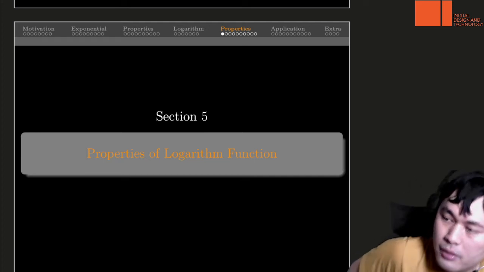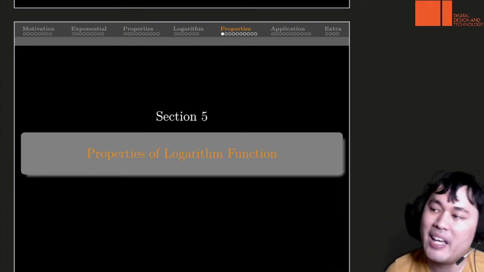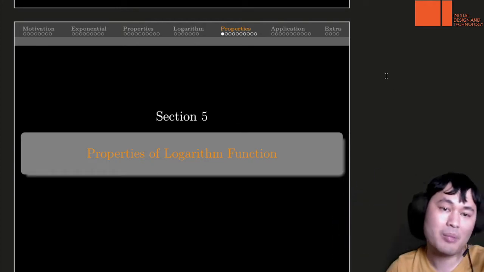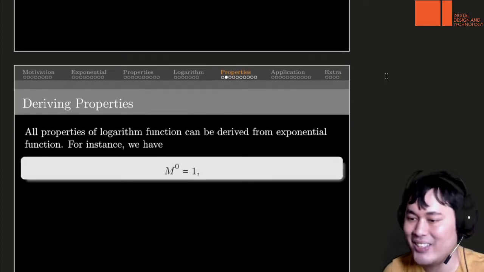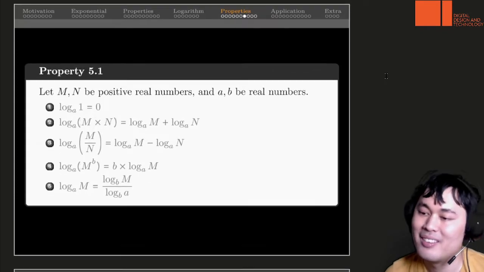In section 5, we talk about properties of logarithm function. And this is where most people stumble, because if you take a look at the list of properties, nothing makes sense. Nothing makes sense if you skip all the way through this.